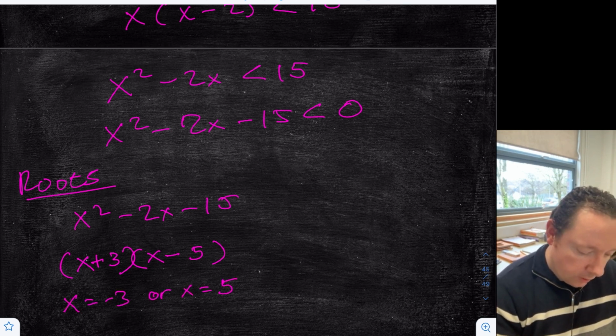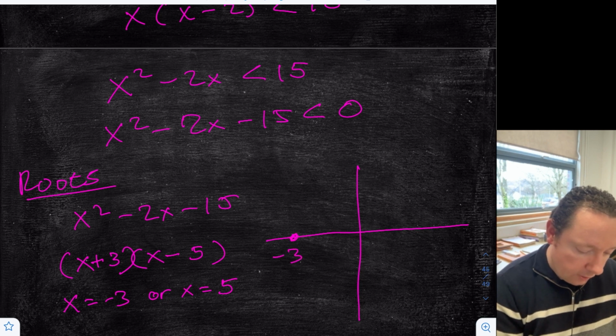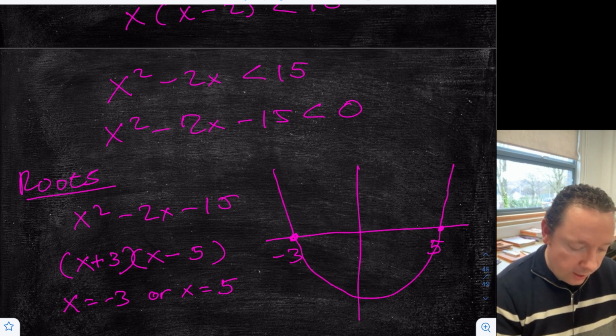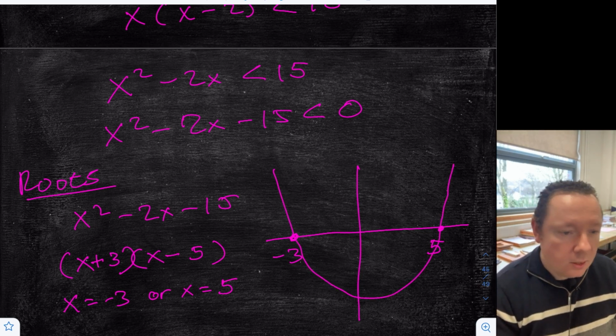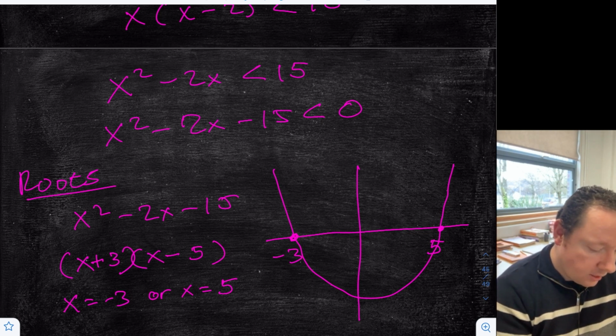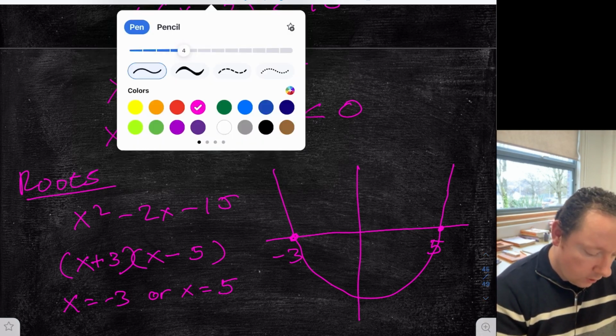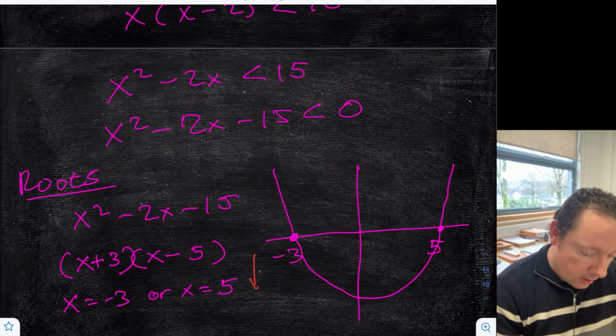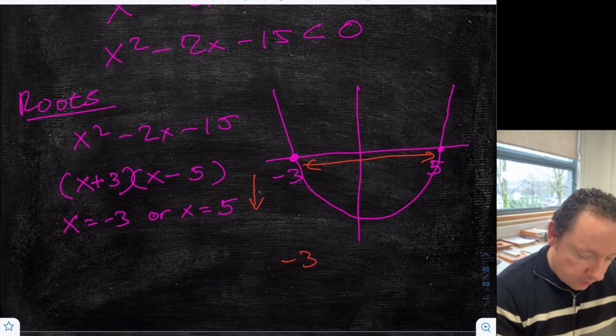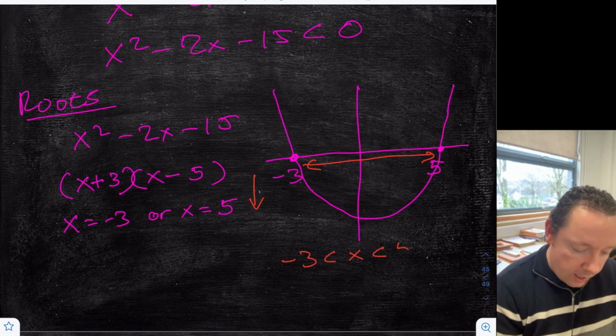So that means we can draw a quick sketch at the side. Minus 3 is over here, and 5 is over here somewhere. It's positive x squared, so our quadratic looks something like that, and it just has to be a quick sketch. Now we're looking to see where it's less than 0. Well, it's less than 0 below the x-axis, so that is in between these two numbers. Minus 3 is less than x is less than 5.